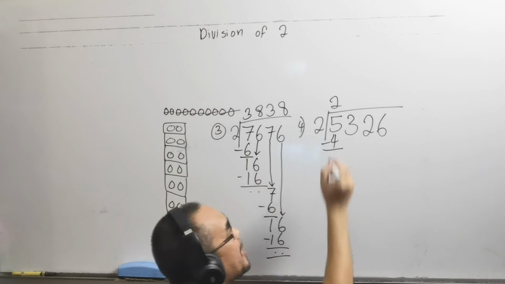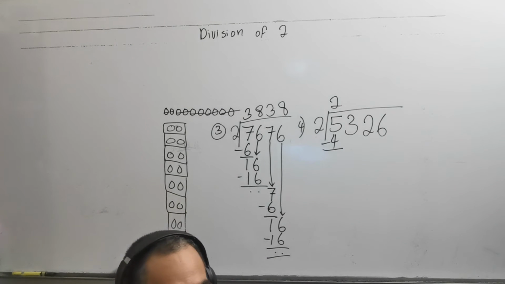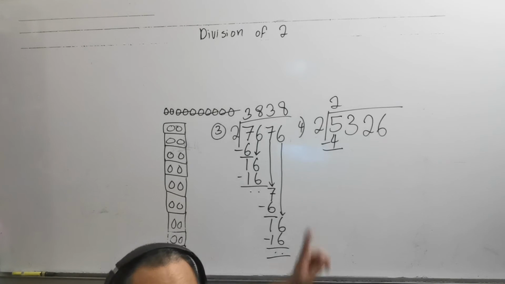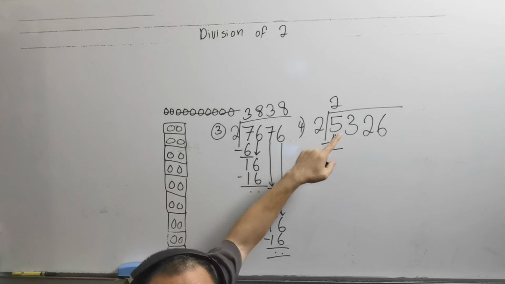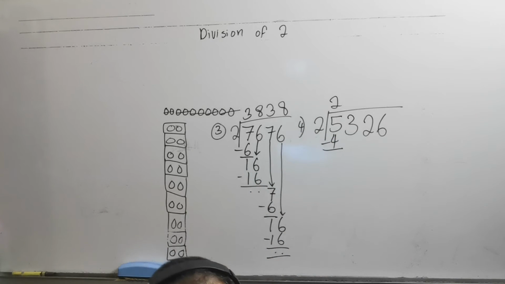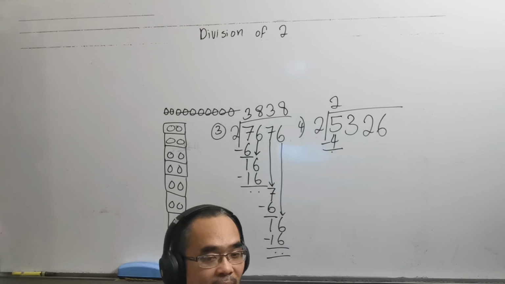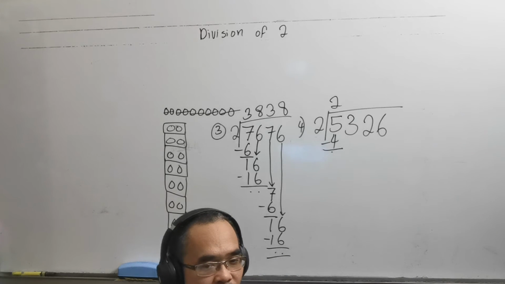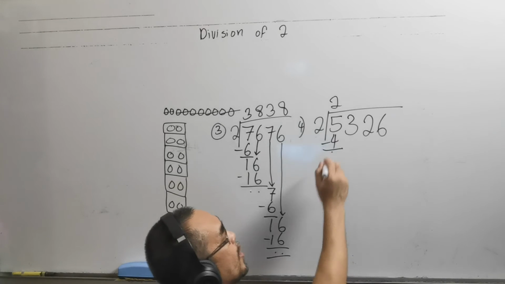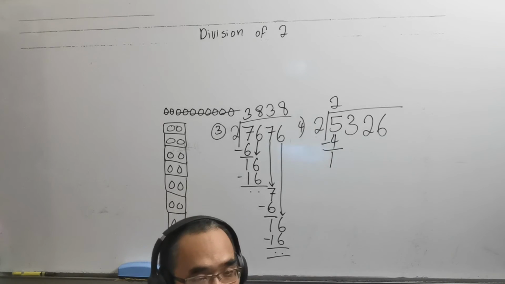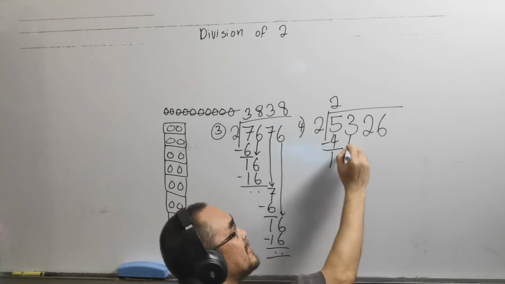And then you subtract. First you have to subtract. Is 5 minus 4 0? No. One. And then what is the next step? Bring down 3.